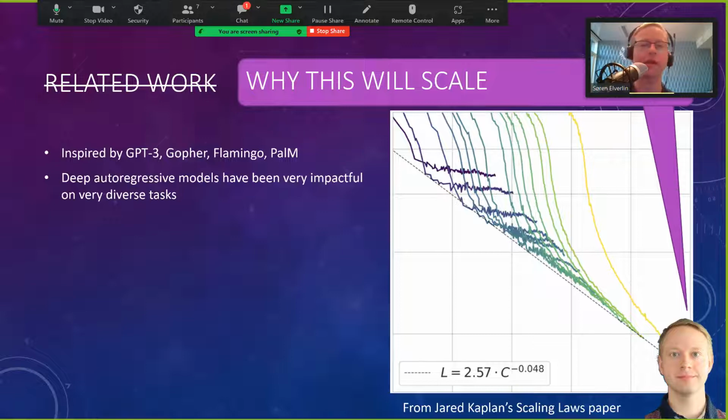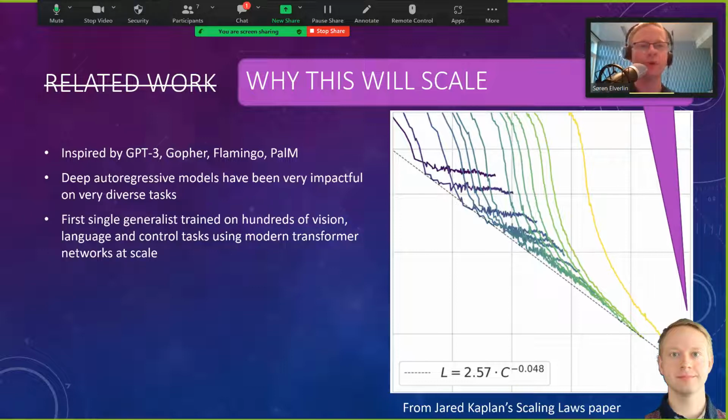We've also seen good results in general with these kinds of ultra aggressive models. We are seeing this perform very well in many other circumstances, and that's also an argument why we should expect this to transfer. And this is the first single generalist trained on hundreds of vision, language, and control tasks using modern transformer networks at scale. I'm somewhat confused that, sure, it's the first one that has done this, but it seems like I should be careful about calling it naive and obvious and all these kinds of things.